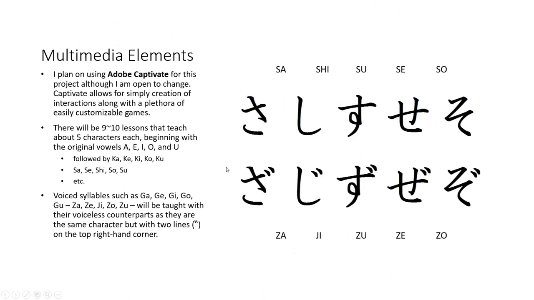Okay, my current plan is to use Adobe Captivate for this project, just because I have it, and it allows easy creation of interactable instruction, along with a ton of games you can make. The ultimate goal is to have 9 to 10 lessons that teach about 5 characters each, 5 to 10, but depending on time I might have to have that. Within each of those lessons, the voiced syllables will be taught next to their counterparts, for example, sa and za, as they're the same character, but with these 2 little lines here.